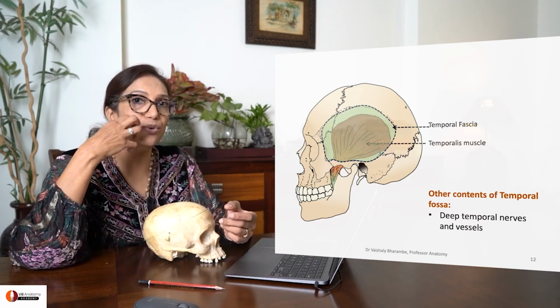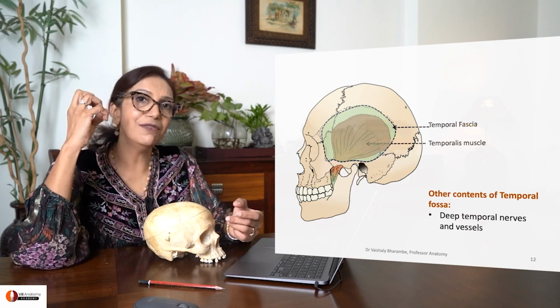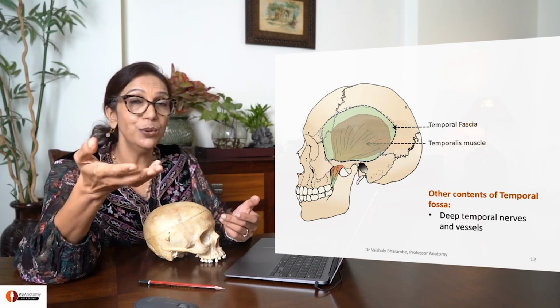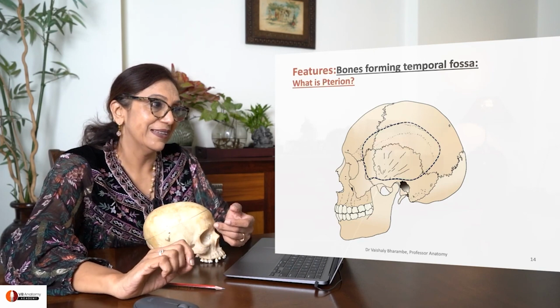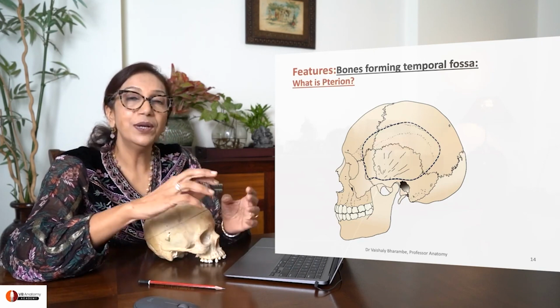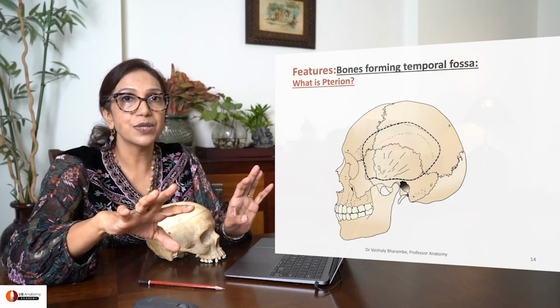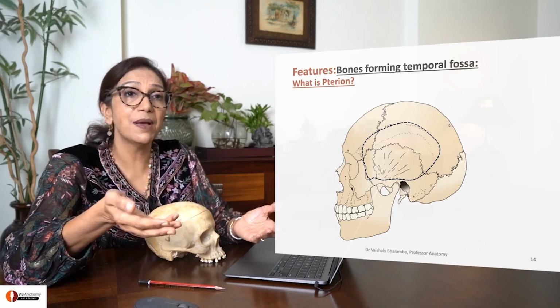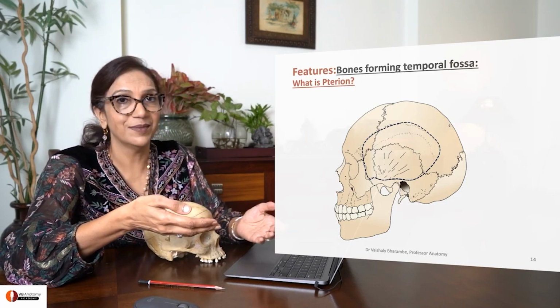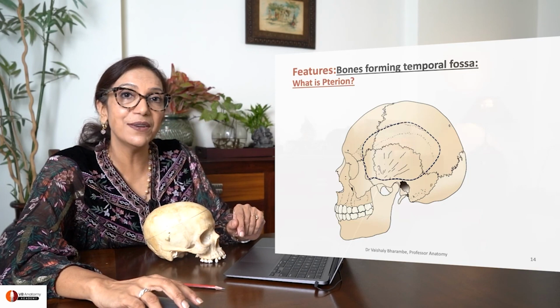If you try to chew food and keep your hand here, you will feel the muscle contracting. Do it. Okay? Right. So now, what are the bones forming my temporal fossa? Why are you asking this, ma'am? Didn't we just do the bones forming? Come, I'll tell you why we're doing it.